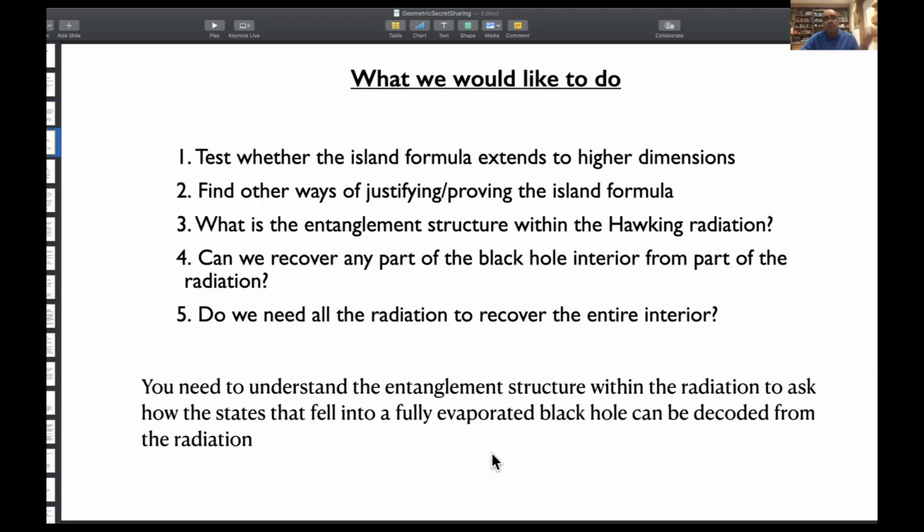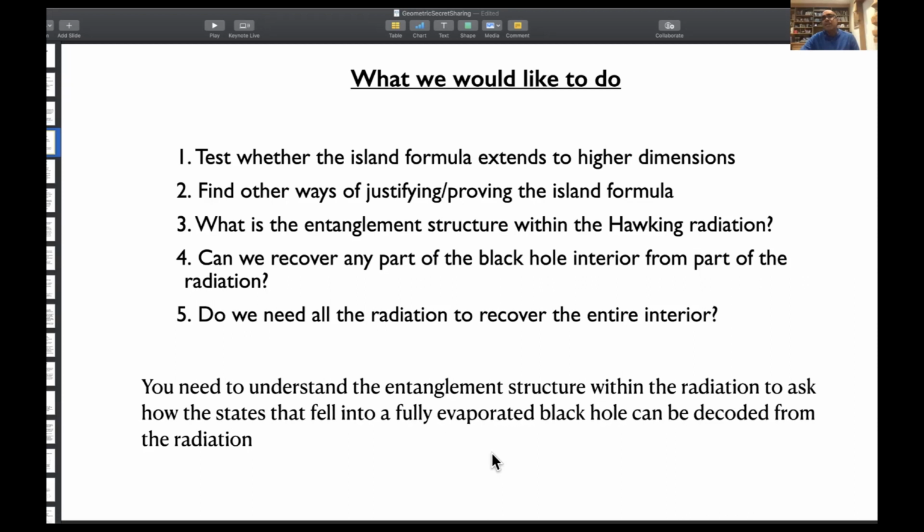So one thing that we would like to understand is we'd like to test whether the island formula extends to higher dimensions. How do we make progress when we can't calculate very explicitly as we can in 2 dimensions? We'd like to find other ways of justifying or proving the island formula. Where does this come from?